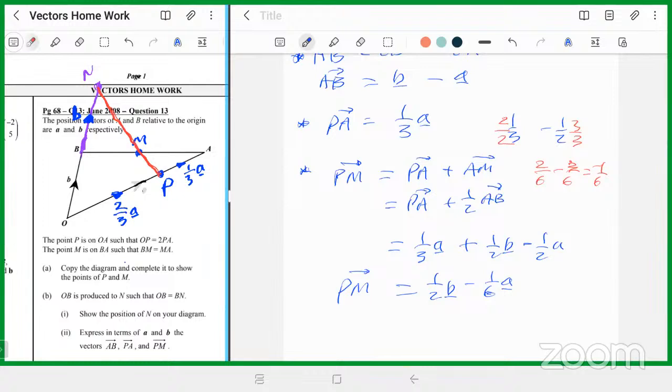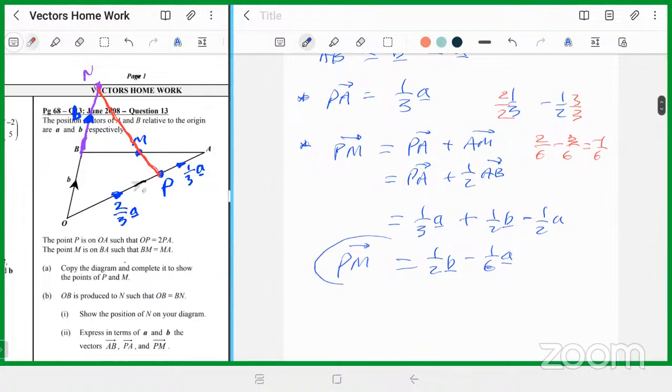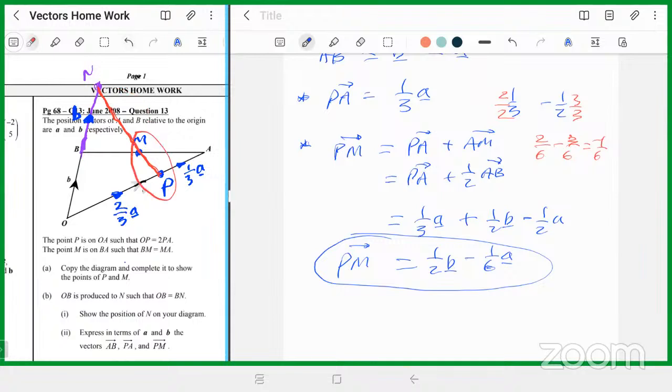Remember, to show that 3 points are collinear, you have to show that you have parallel vectors with a common point. So you have to choose 2 vectors that you're going to use to work it out, 2 vectors between the 3 points. All right. So we have one already. We have PM. You need another vector, either PN or MN. You already have PM, so you're either going to use PN or you're going to use MN. You can use any 2 vectors.